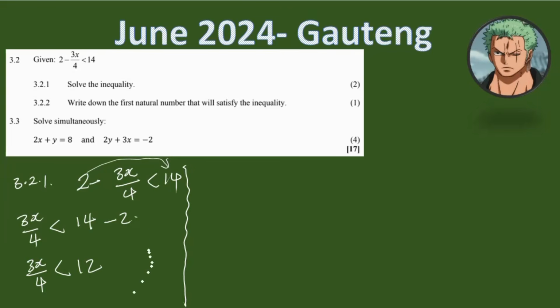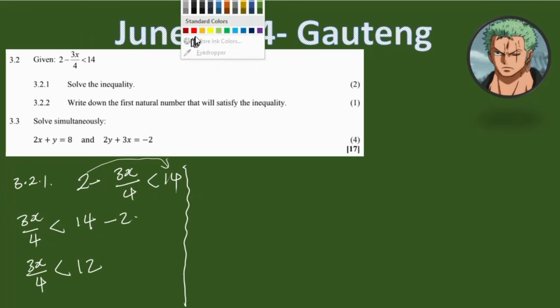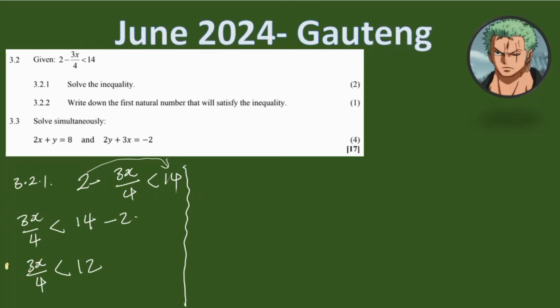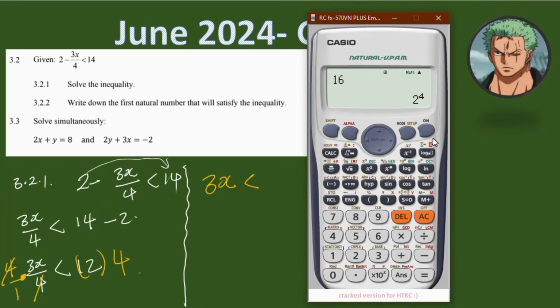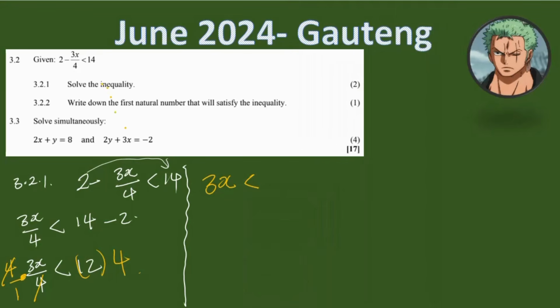Then what am I supposed to do? What I'm supposed to do is multiply both sides by 4 to get rid of the denominator. So numerator 4 multiply with this, and I'm going to have 4 multiply with this. So denominator 4 will cancel with numerator 4. I'll be left with 3x, and I have this sign, and I have 12 times 4. If you already know that 12 times 4 is 48, that's good, but you can never be sure, right? Just use your calculator, guys. 48. Okay, there we go.